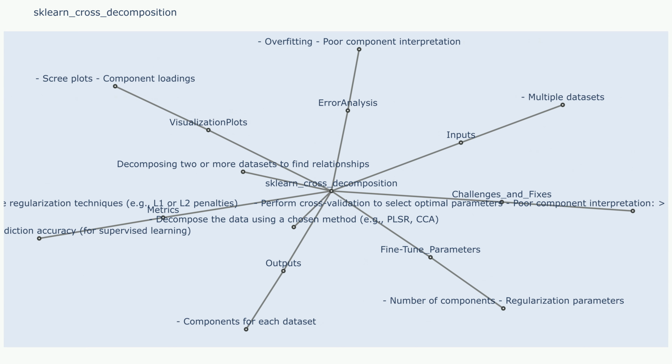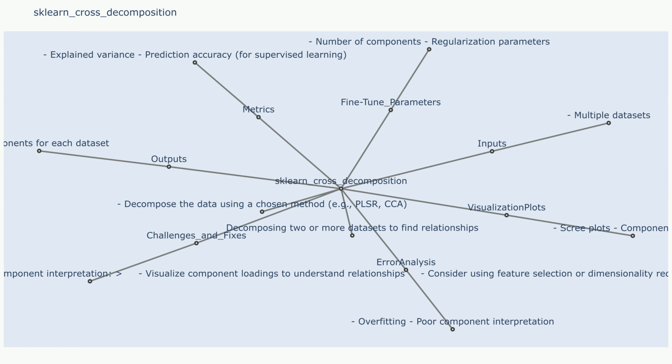Challenges and fixes. Challenge 1, High dimensionality. If the input datasets have a large number of features, the cross-decomposition algorithm may struggle to find meaningful components. Sample use case that resulted in challenge 1: working with microarray data with thousands of genes.